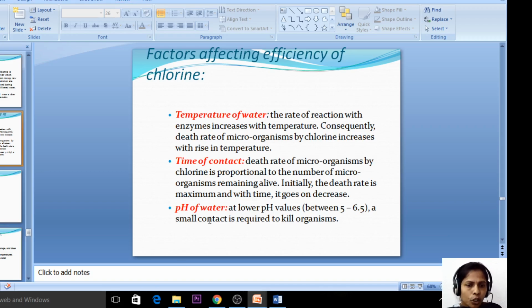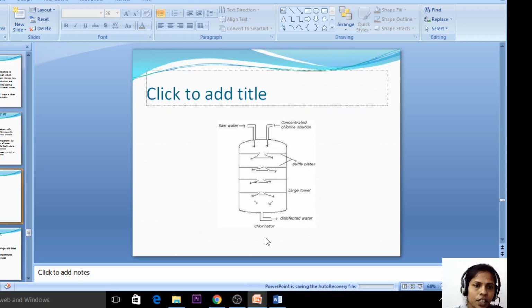Next one is the pH of water. At lower pH values, a small contact time is required to kill the bacteria. That means if the water is acidic, it takes less time to kill the bacteria in the water sample. So these are the three factors which affect the chlorination.